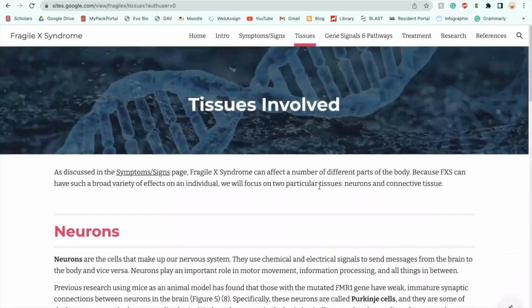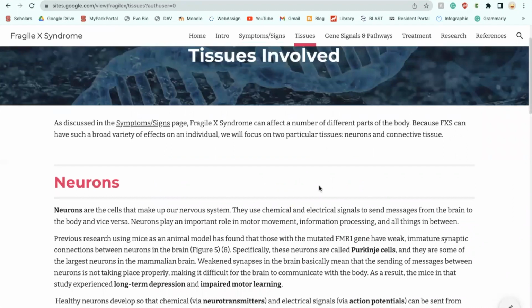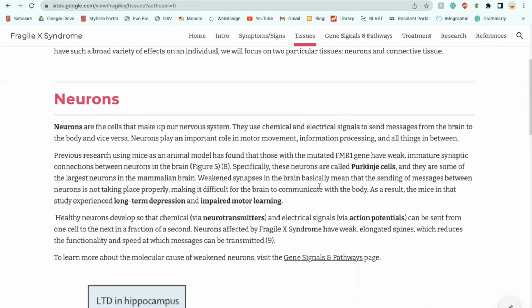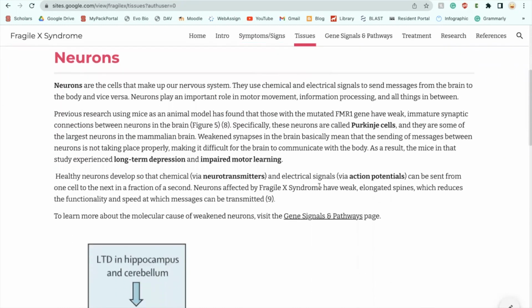For the tissues page, I focus mainly on 2 types of tissues, but Fragile X does impact a wide variety. So I talked about the neurons and the ways that Fragile X impairs brain development and the neurons in the brain, which in turn affects cell signaling between the body and the brain.